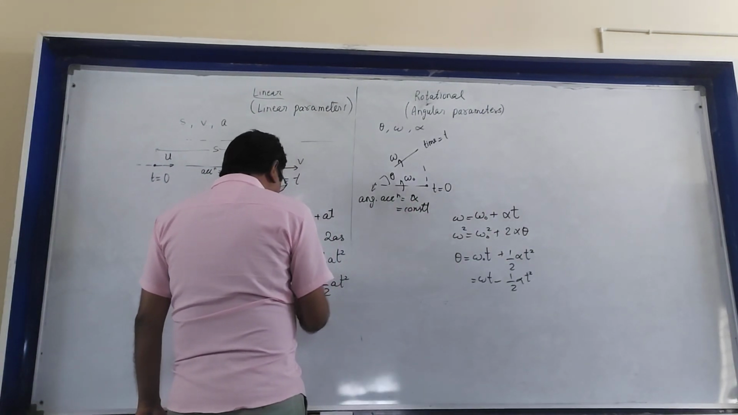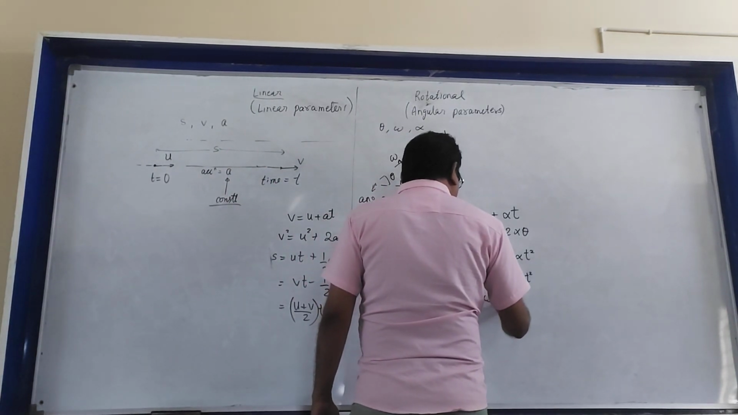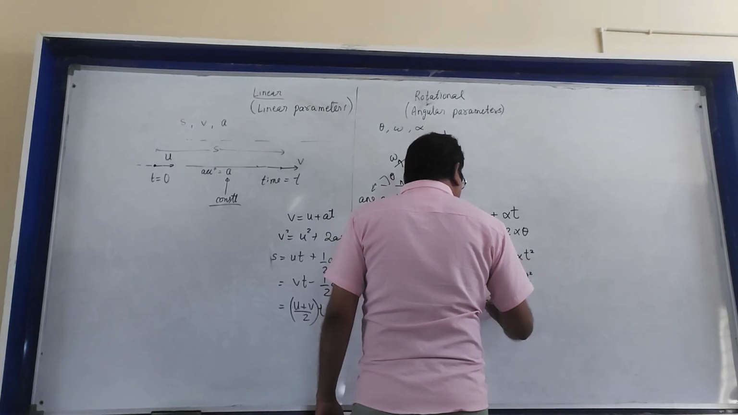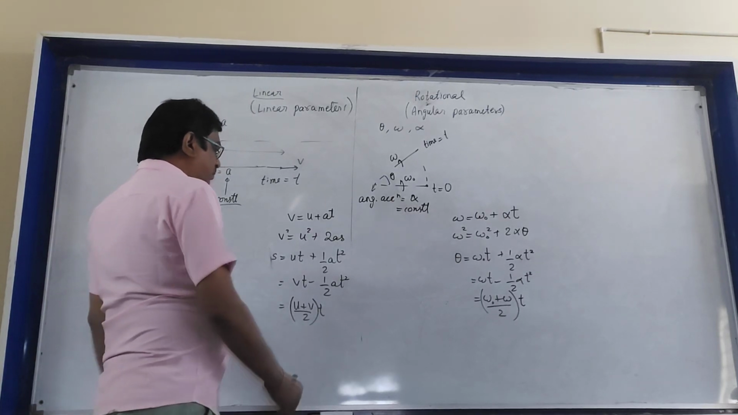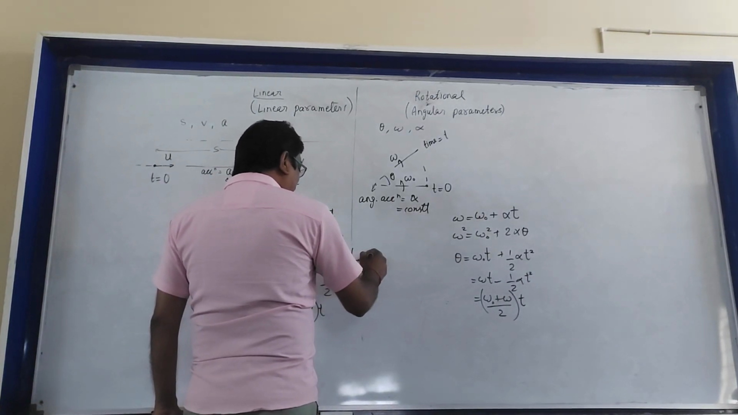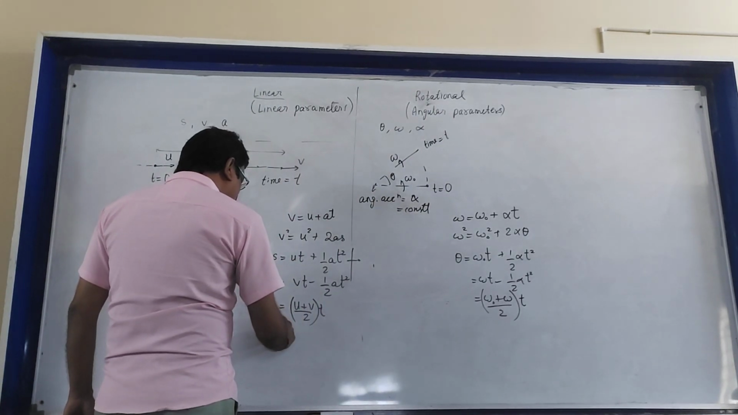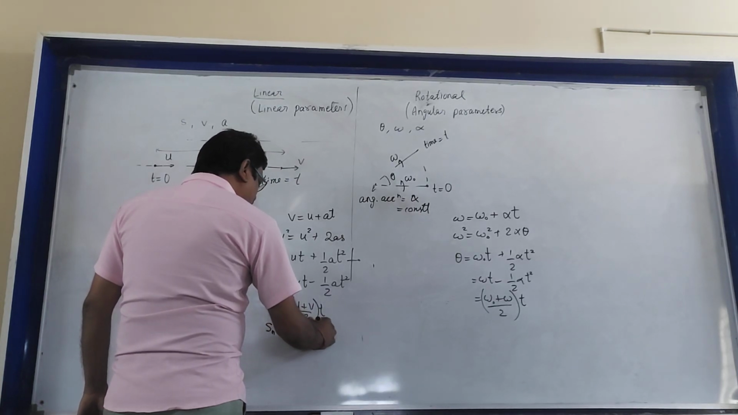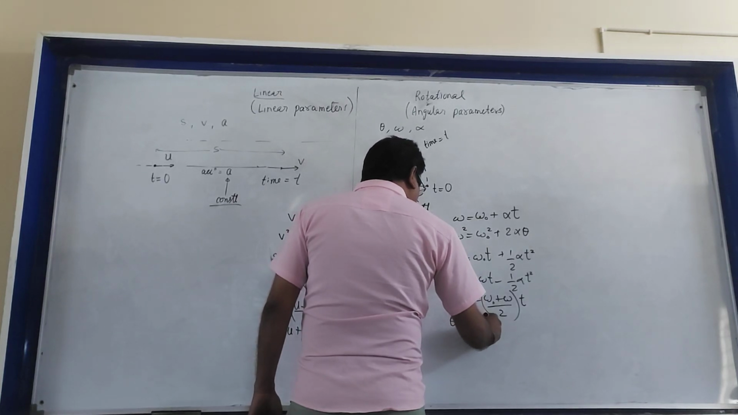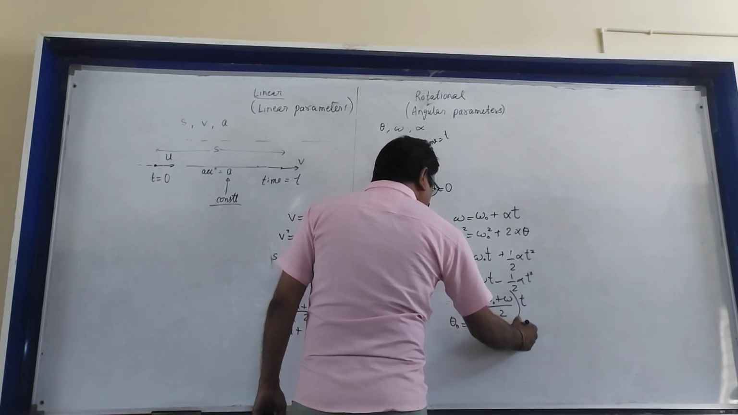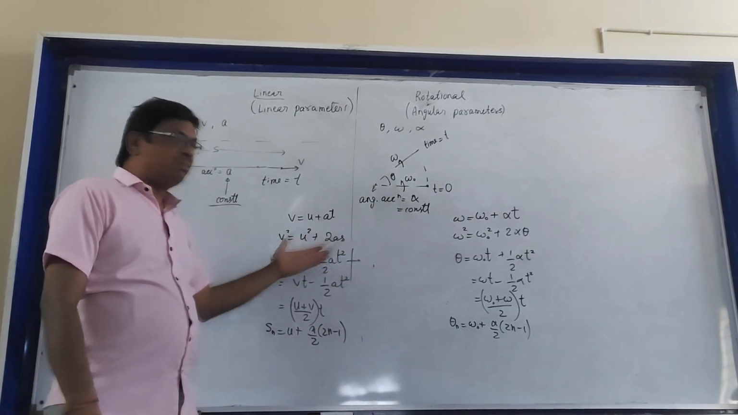You can also write it as u plus v by 2, that is mean velocity, into time. Here also the same thing: the mean of initial and final angular velocities, omega naught plus omega by 2, into time. Then finally, for the nth second, the displacement during the nth second, you know, is u plus a by 2 into 2n minus 1. Similarly here, displacement during the nth second is omega naught plus alpha by 2 into 2n minus 1. So just look at the structure of the formulas. The structure of the formulas is identical.